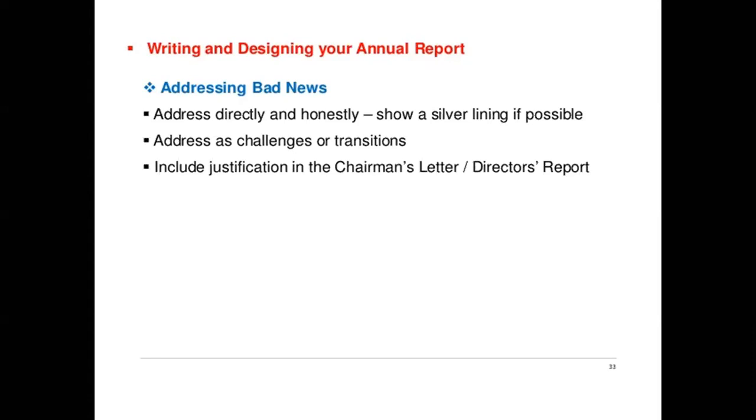When it comes to addressing bad news, you have to be very direct and honest, and show the justification for it if some loss happened. Sometimes you have seen that some companies caught fire or something similar. How the directors, the chairmen, or the higher authority handled it, you need to put some lines from their side on that.